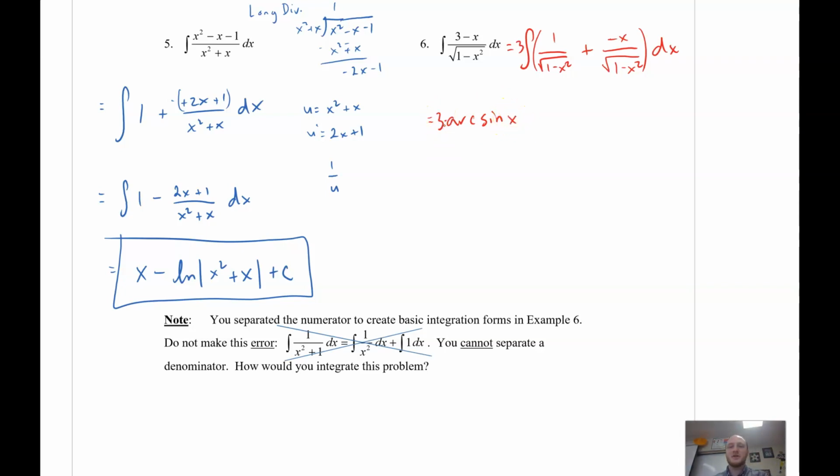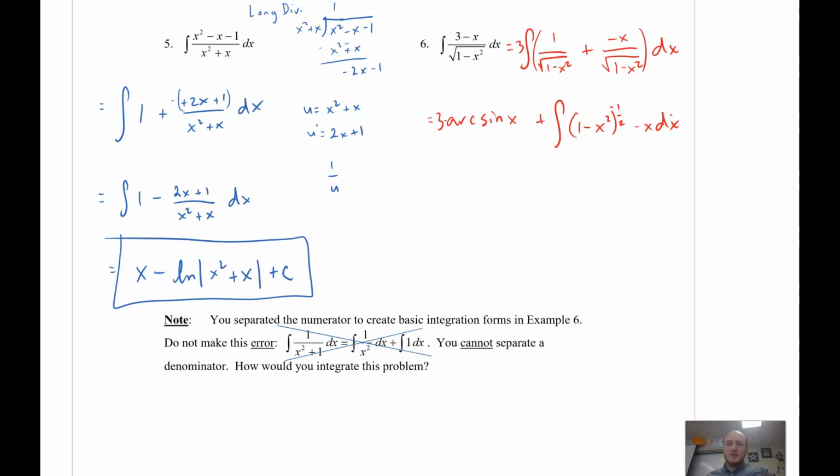So 3 times arc sine of x, okay? And then what about your second part? Well, the second one, I'm going to bring this up. So 1 minus x squared to the power of negative 1/2 times negative x dx.